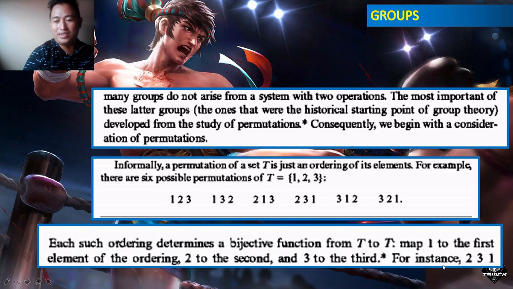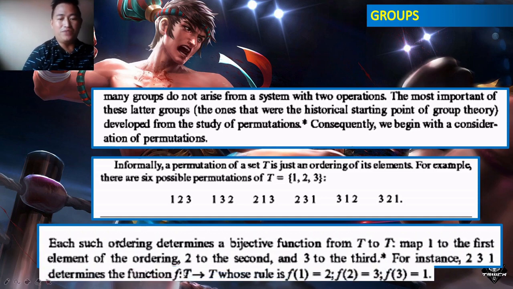For instance, take 2, 3, 1. This determines the function f from T to T whose rule is: f of 1 is 2, since 2 is the first; f of 2 is 3, since it is the second; and f of 3 is 1, since it is the third. For the ordering 1, 2, 3, our f of 1 is 1, f of 2 is 2, and f of 3 is 3.